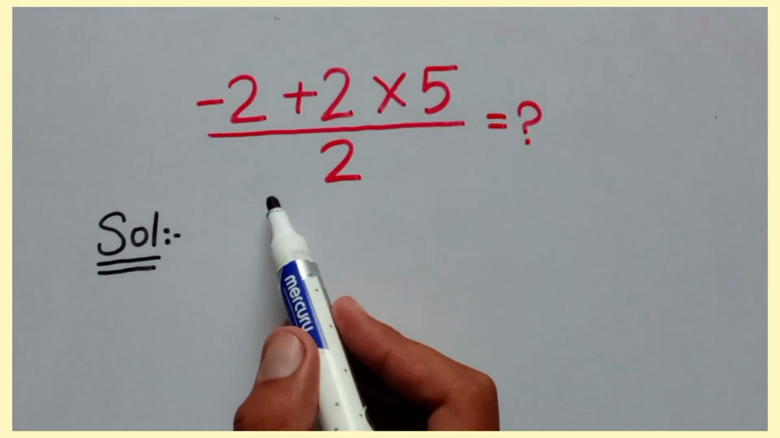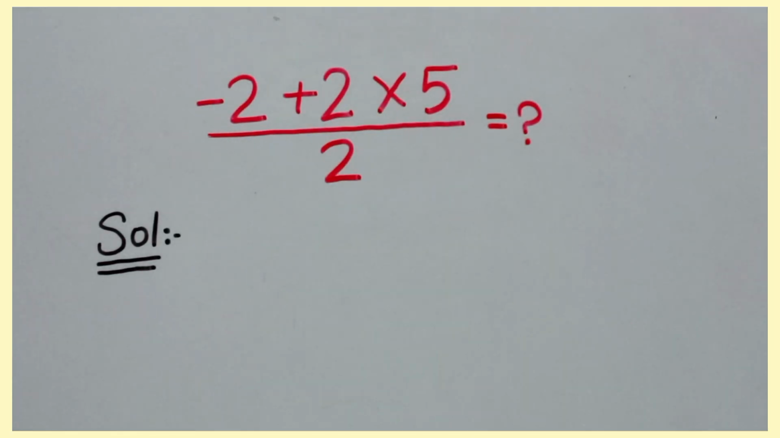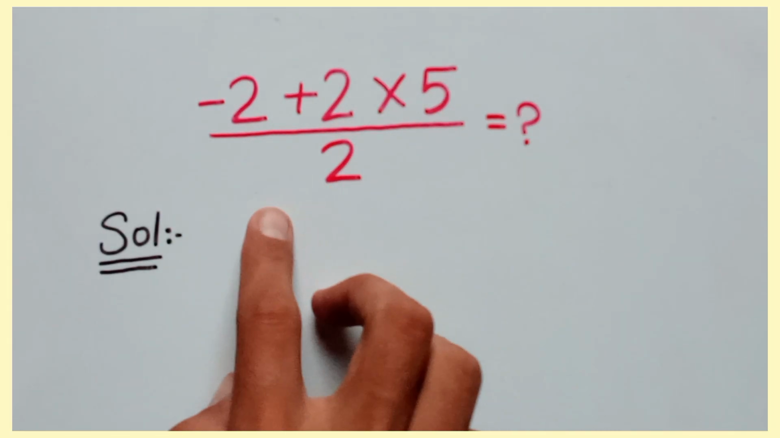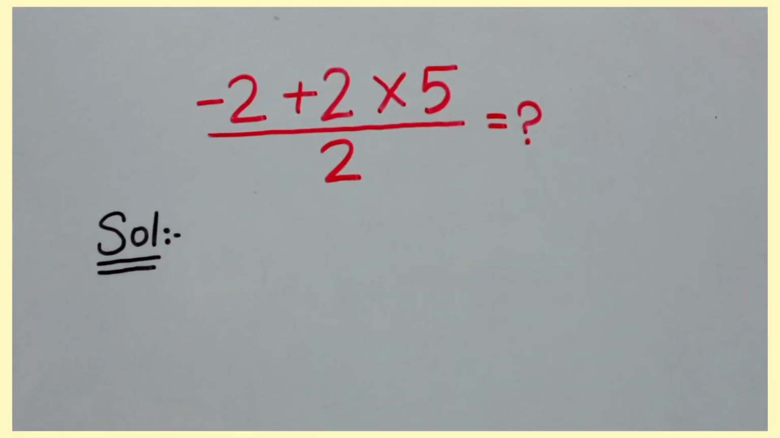In this video, we can find the value of this expression, which is (-2 + 2 × 5) ÷ 2. So how can we find the value of this expression?